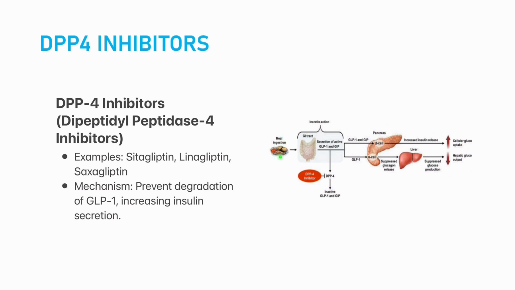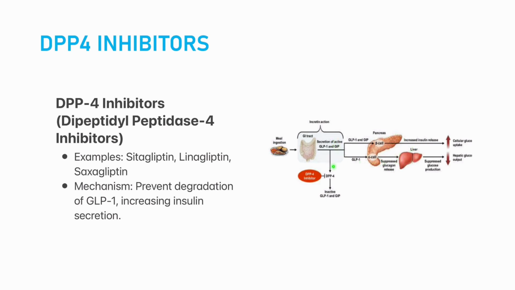So when the patient eats food, it goes to the GI tract, then there is incretin hormone action, the secretion of active GLP-1 and GIP will make the beta cells produce insulin, where GLP-1 alone will cause alpha cells to suppress the glucagon, and then there is suppressed glucose production, so there is a glucose decrease. So this is how incretin hormones or GLP-1 receptor agonists act.